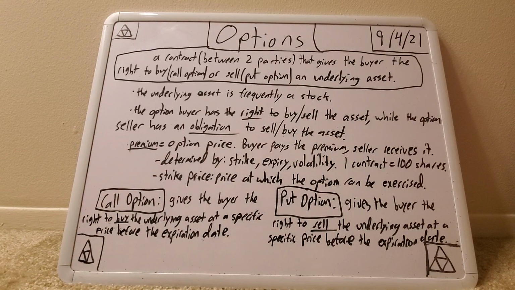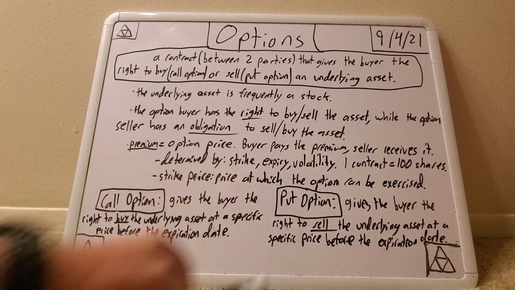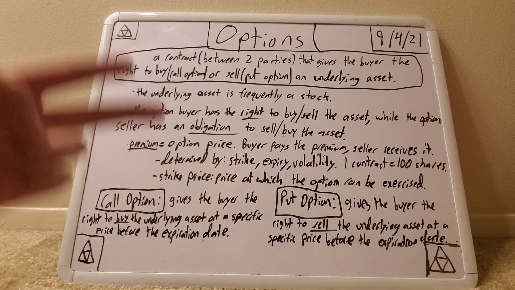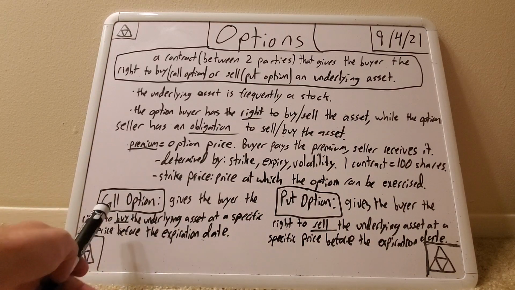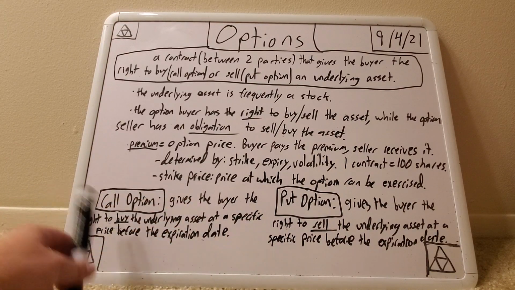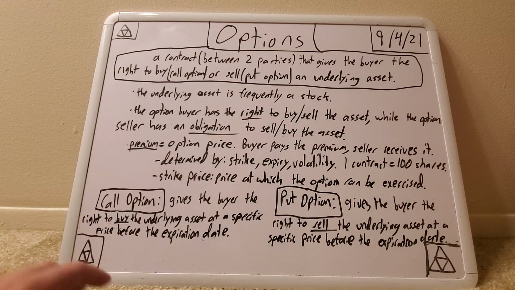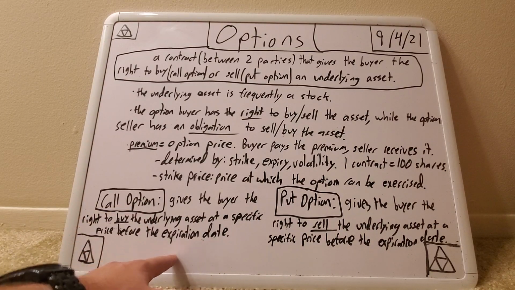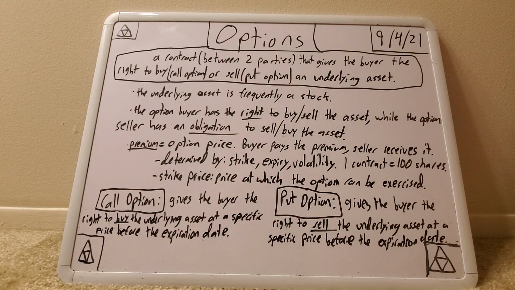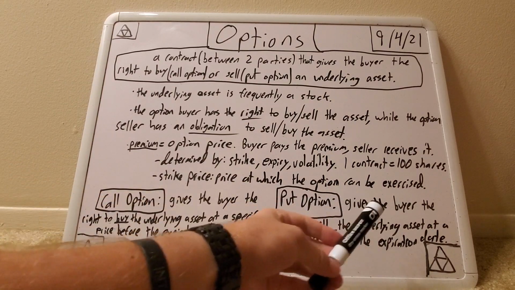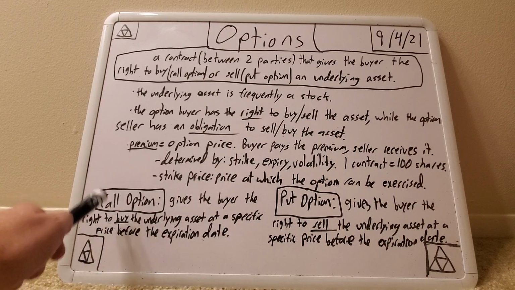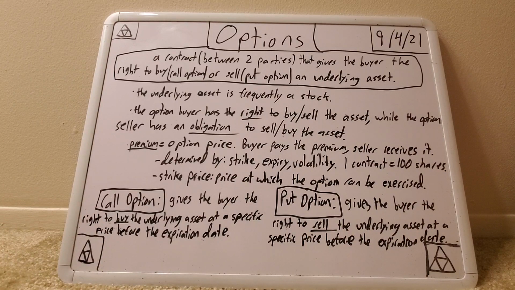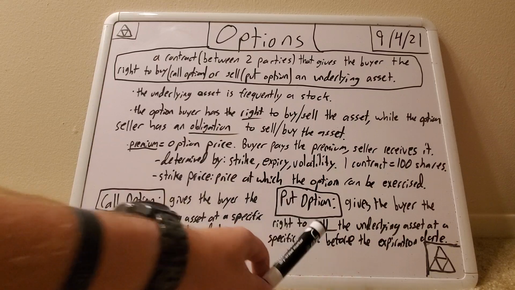And then I just wanted to touch on the two types of options. We have call options and put options. Those are the two types that currently exist. A call option gives the buyer the right to buy the underlying asset at a specific price before the expiration date. And then the put option is the opposite, in which case it gives the buyer the right to sell the underlying asset at a specific price before the expiration date. So that's the difference between them. Just remember that call options give the right to buy, and put options give the right to sell.